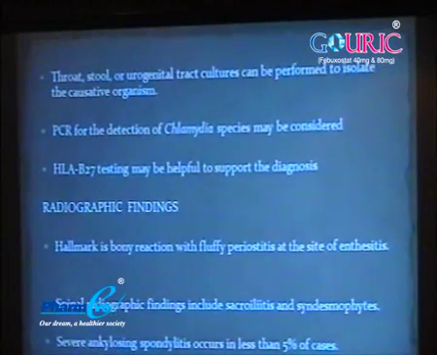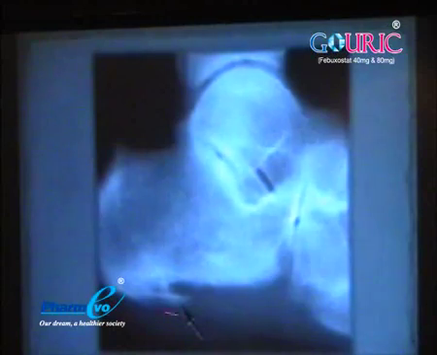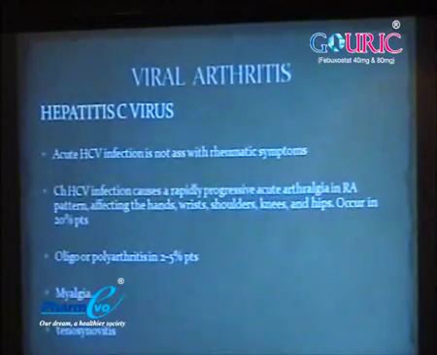As for radiographic manifestations, usually there is periostitis, and the spinal findings may be sacroiliitis and syndesmophytes. This is the periosteal reaction.